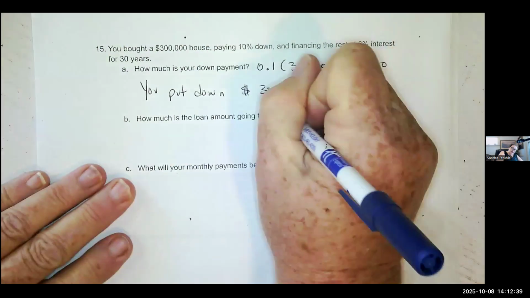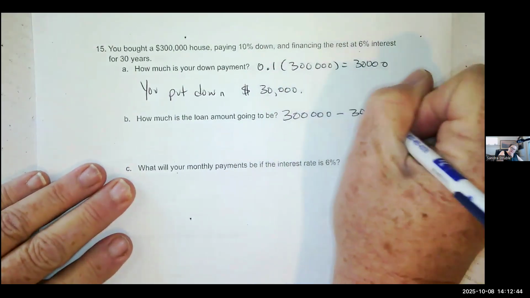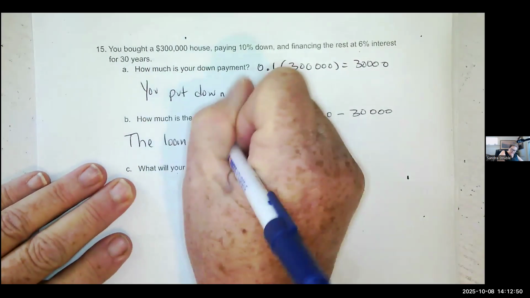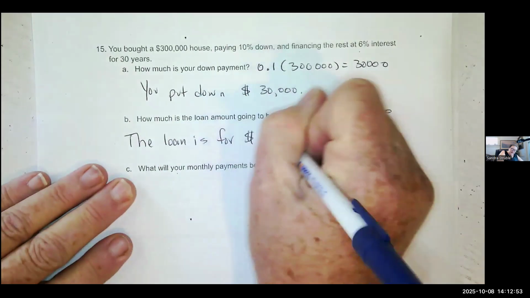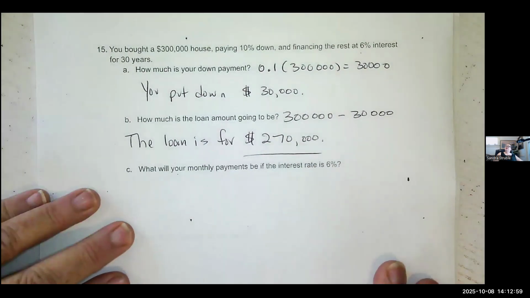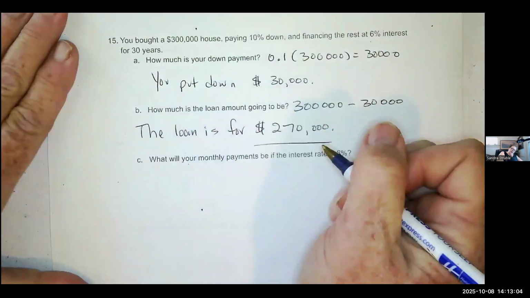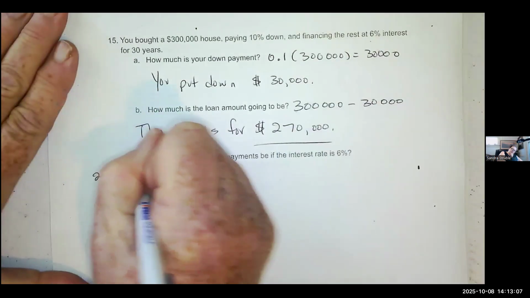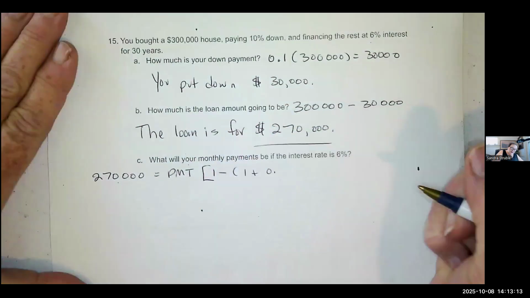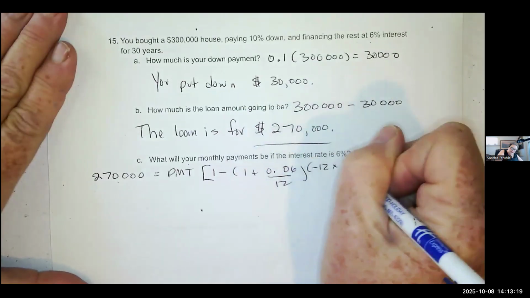What's the difference? The loan is the amount of the house minus the down payment. So the loan is for $270,000. All right, cool. You're going to pay 6% interest on this loan for 30 years. So let's find out what your payments are going to be. So we've got a loan for $270,000. Finding our payments. 6% interest. 12. And we're doing this for 30 years.